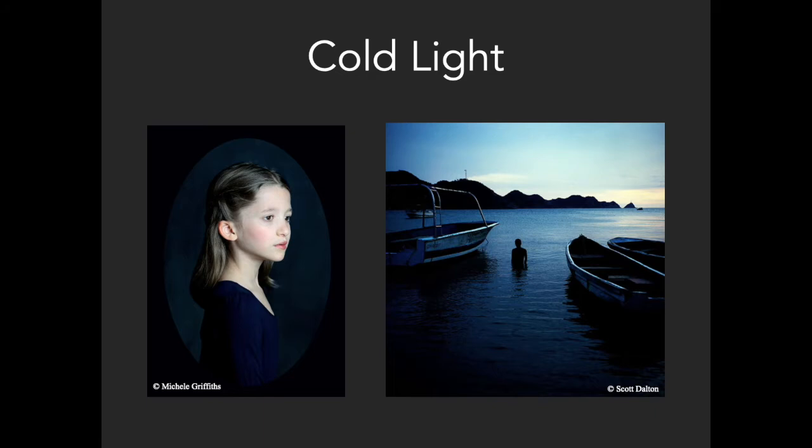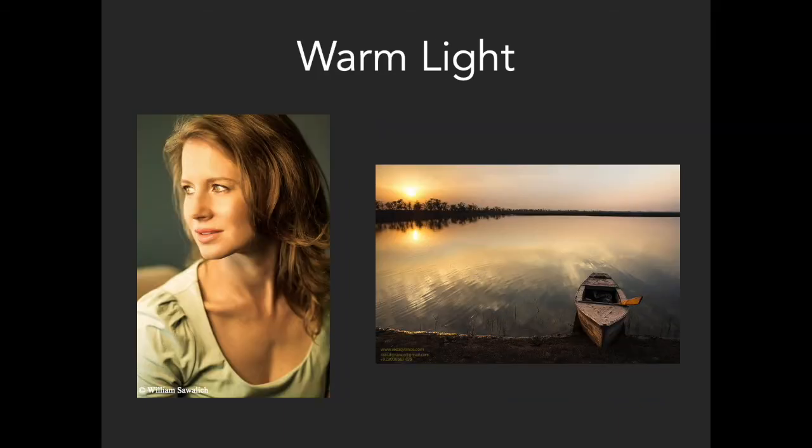So here we have an example of cold light. These two photographs have a similar mood, blue tint. The one on the left was achieved with artificial light. The one on the right is natural light. This type of blue light occurs before and after sunset. However, during sunset and sunrise, it is a warm light.